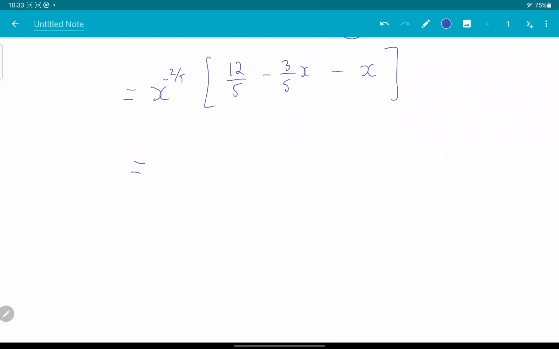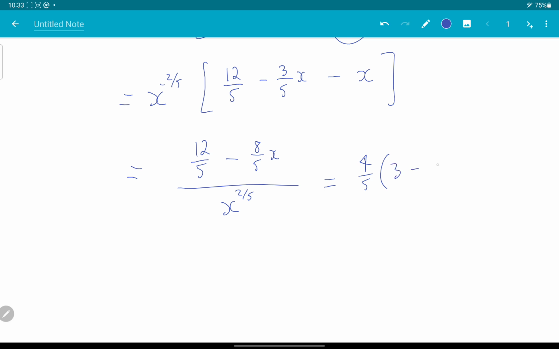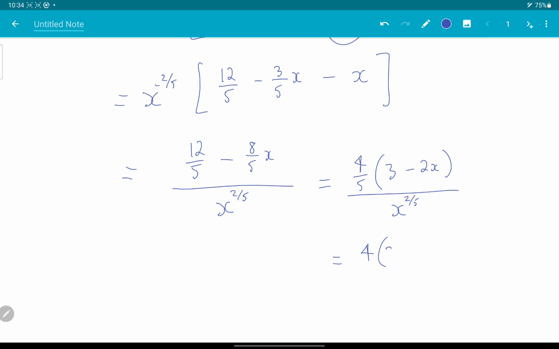Almost there. So I got 12 over 5 minus, combining these gives me negative 8 over 5, all over x to the 2/5. And what can I factor out? Why don't I factor out 4 over 5, leaving me with 3 minus 2x, all over x to the 2/5. And I suppose we could make it a little bit prettier, like so. Okay, there's my derivative, f prime of x.